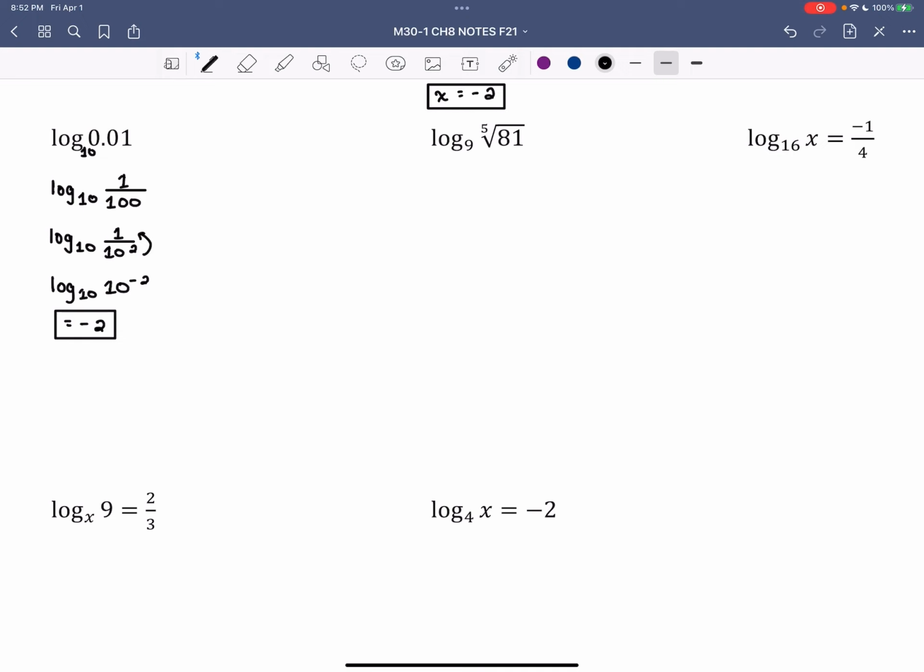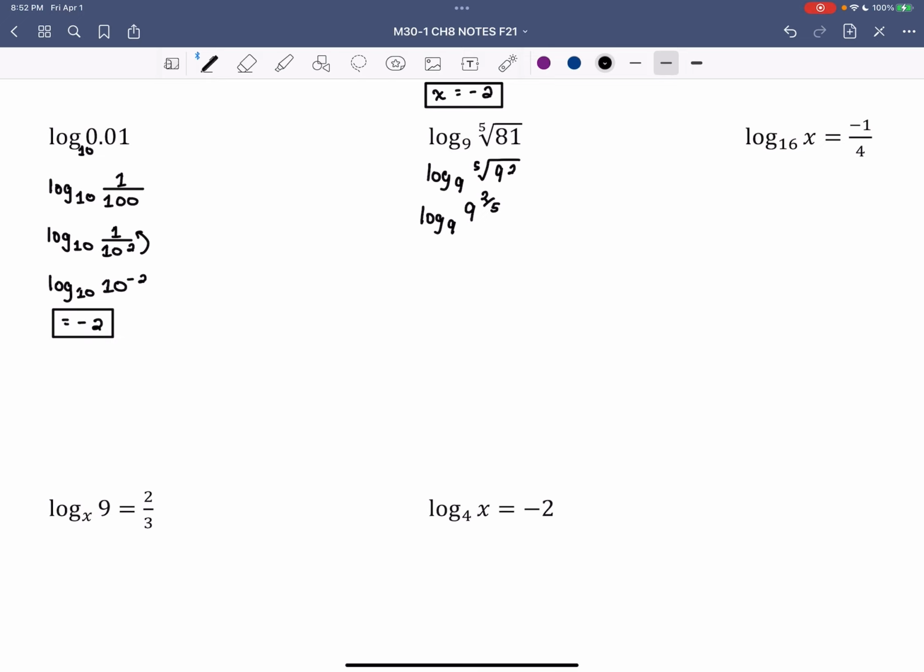Log base 9 of the 5th root of 81. The 5th root of 81 is 9 to the power of 2 over 5, since 81 is 9 squared. Then we can write this as log base 9 of 9 to the power of 2 over 5. And by the log base b of b to the power of n rule, we get that this equals 2 over 5.